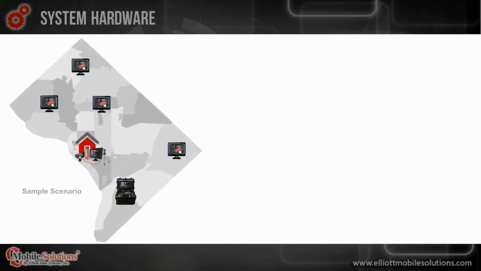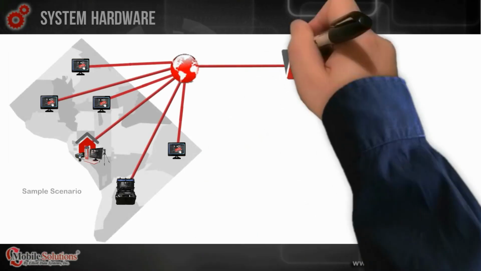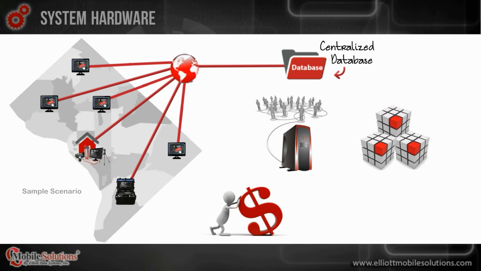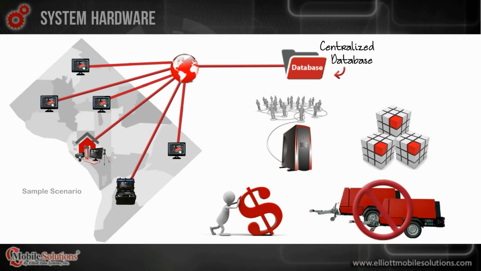All Asset Manager systems can work from one centralized database, which allows for interoperability among departments, expands resources, and reduces spending by eliminating the need to purchase duplicate assets across multiple departments.